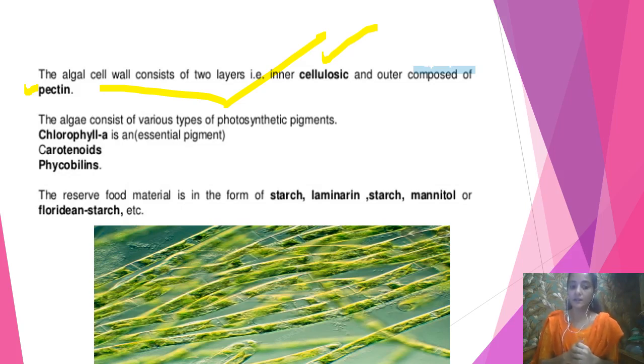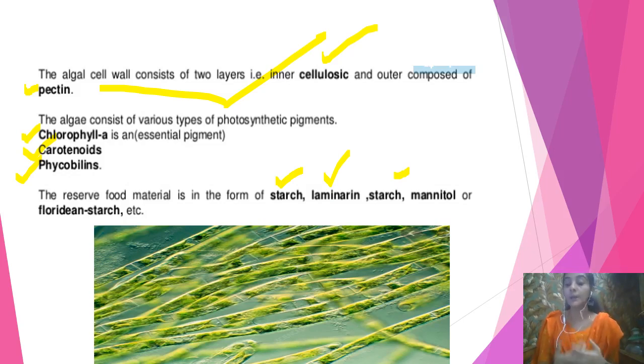Okay, and there are mainly different pigments. Depending upon the pigments, the algae have been classified. The main pigments present in the algae are chlorophyll a, carotenoids and phycobilins. These are the main photosynthetic pigments present. And what are the reserve food materials present in the algae? They can be in the form of starch, laminarin, mannitol, and even Floridean starch. So these are the reserve food materials present in the algae.